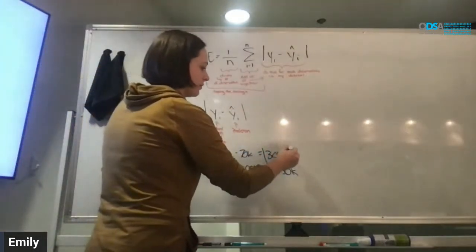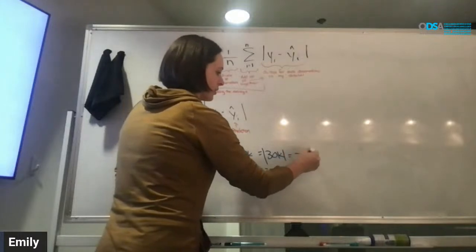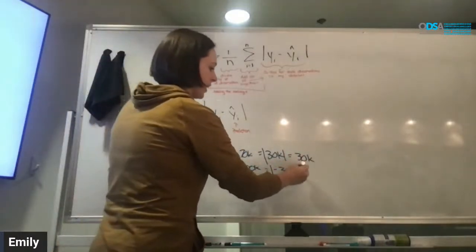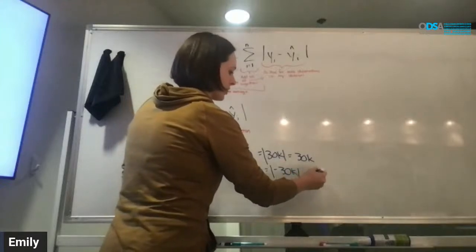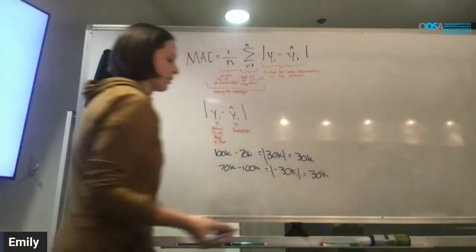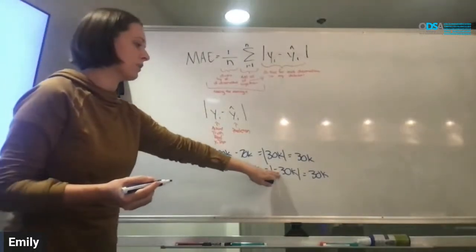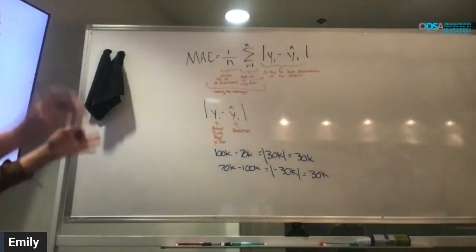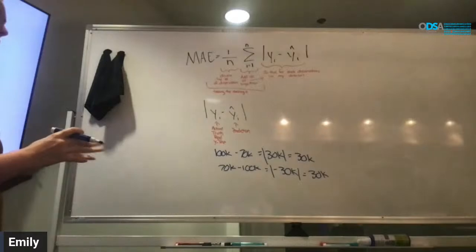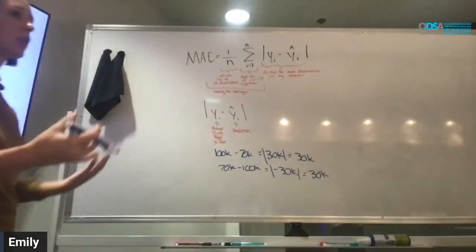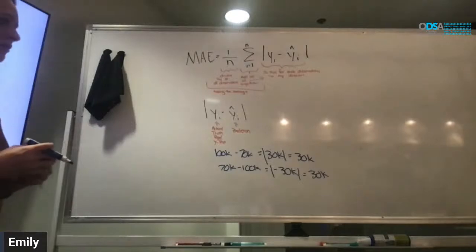So we take the absolute value of $30,000, which is just $30,000. We take the absolute value of negative $30,000, which is just $30,000. What the absolute value function does is it removes that negative sign. So it just wants to know what's the true difference. What's the true difference between 70 and 100, regardless of whether it's positive or negative?